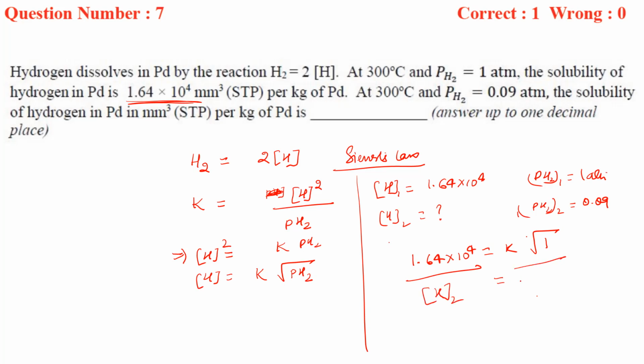Okay, k root under 0.09, right? Simple. So H will be what? 1.64 into 10 power 4 into square root of 0.09, that is 0.3, right? So if you find the answer, then it will be 0.492 into 10 power 4.